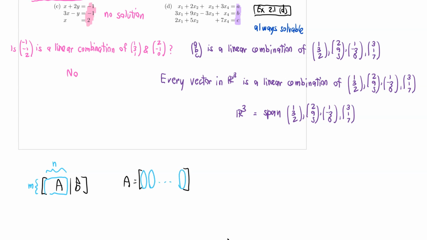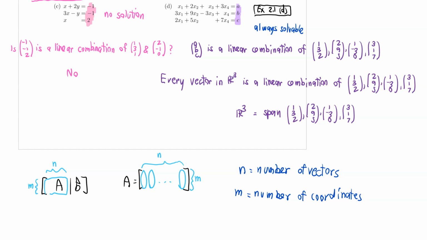Because my A is an m by n matrix, I'm going to have n vectors here, and each of my vectors is going to have m coordinates. So n is the number of columns of A, and that corresponds to the number of vectors that I have. My m is how many coordinates each of my vectors has. So m is the number of coordinates.